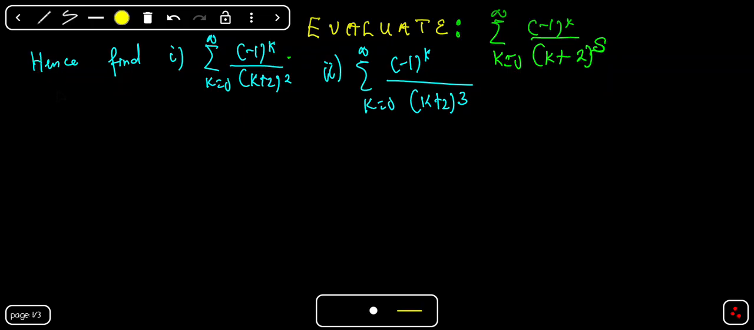So, in today's video, we have this advanced calculus problem. It's not a sum and series, okay? We have the sum of k from 0 to infinity of (-1)^k over (k + 2)^s. We have to evaluate this, and then we have two additional questions to solve.